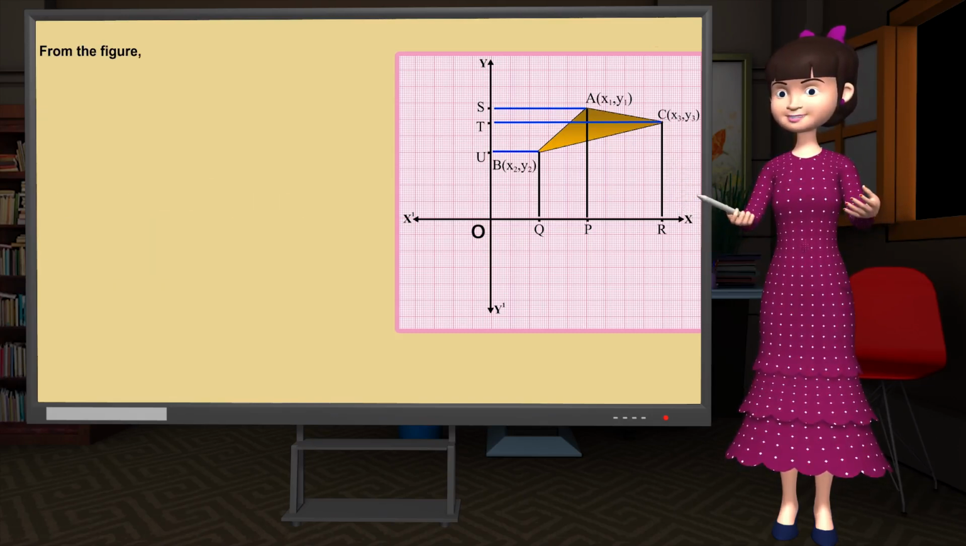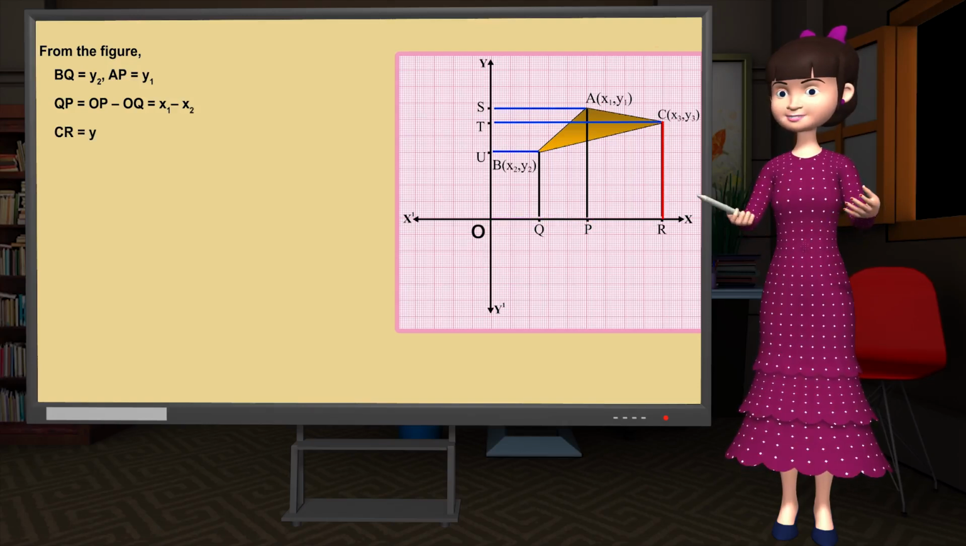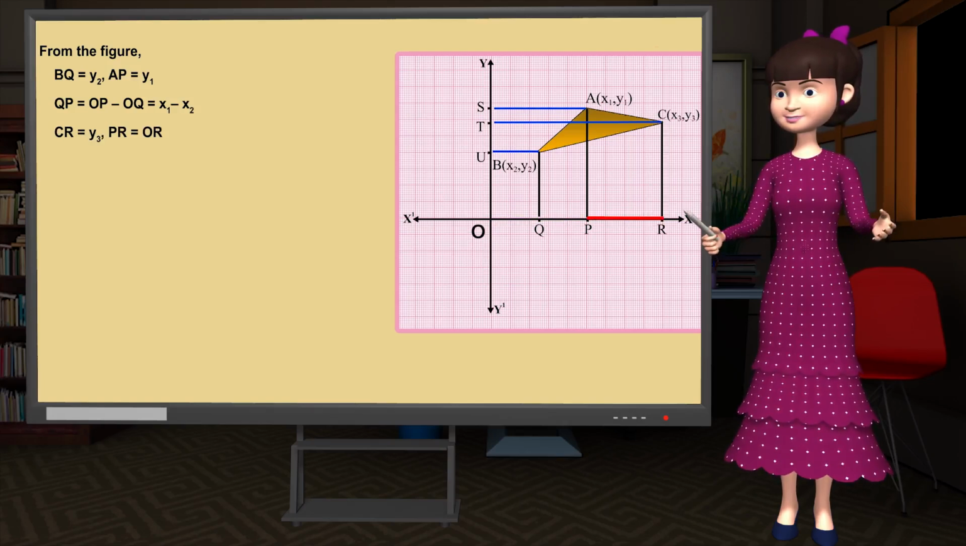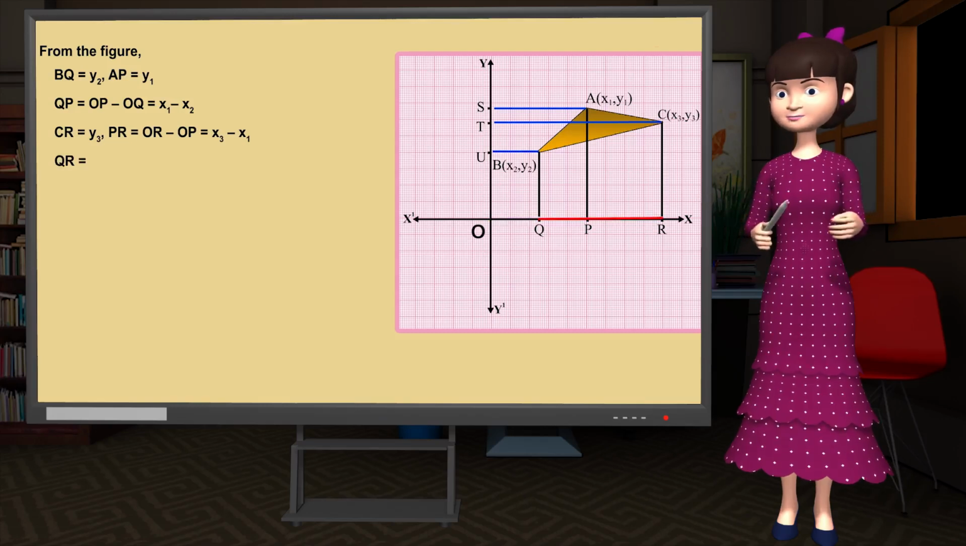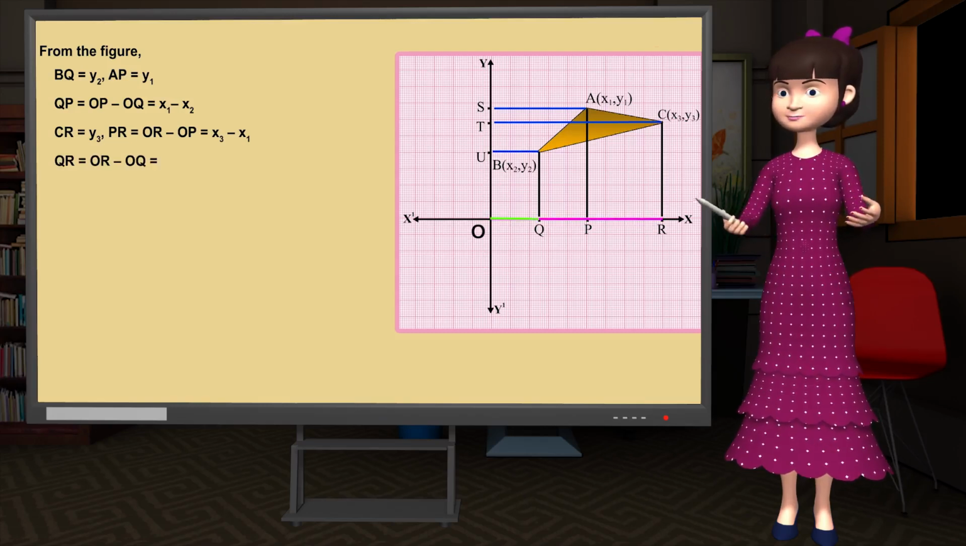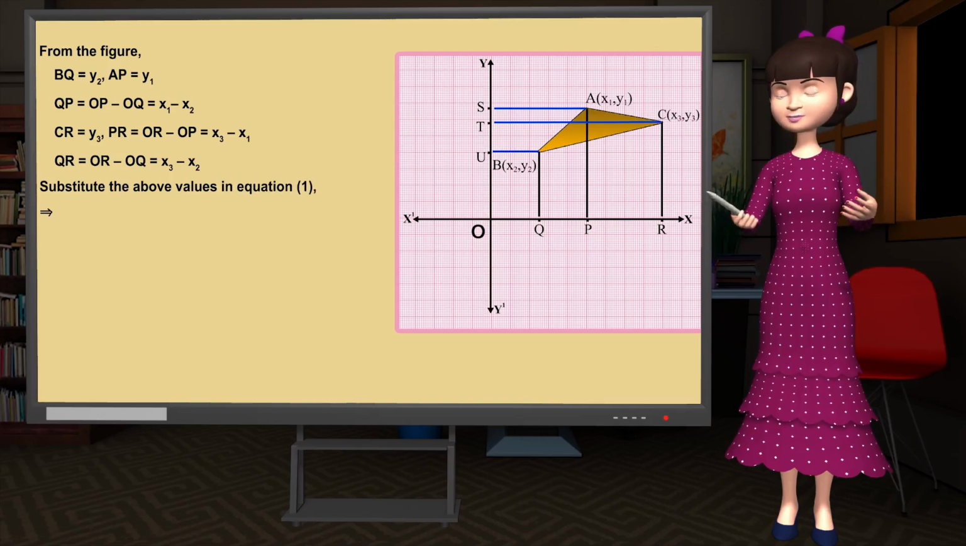From the figure, we can notice that BQ is equal to y2, AP is equal to y1 and QP is equal to OP minus OQ, that is x1 minus x2. CR is equal to y3, PR is equal to OR minus OP, that is x3 minus x1. QR is equal to OR minus OQ, that is x3 minus x2. Substitute the above values in equation 1.